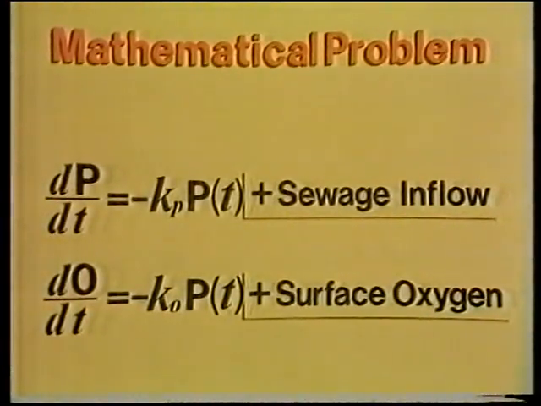Now, these are two slightly more complicated equations. They're a bit more difficult to solve, but we can solve them. We're not going to look at the forms of the mathematics. We're simply going to look at the sort of solution you get if you assume a continuous sewage inflow and an absorption of oxygen at the surface. And this is what those solutions then look like.